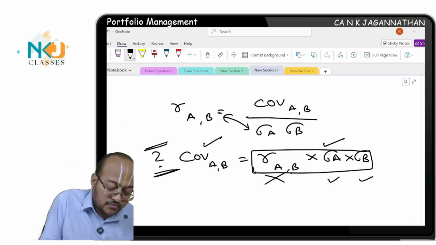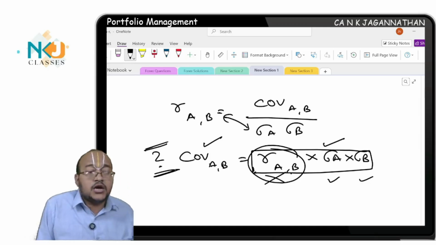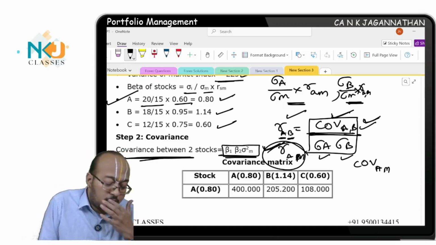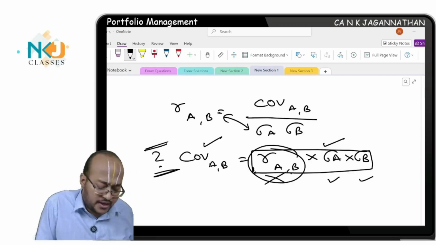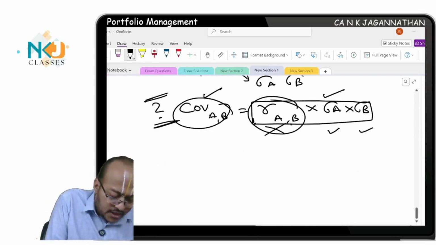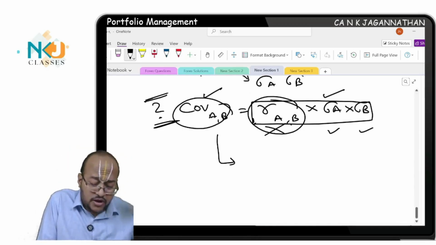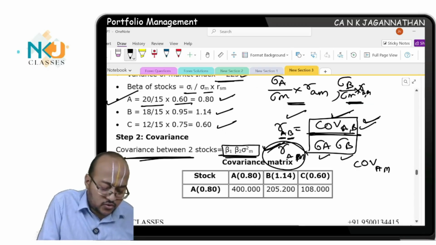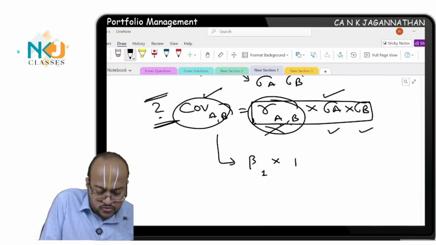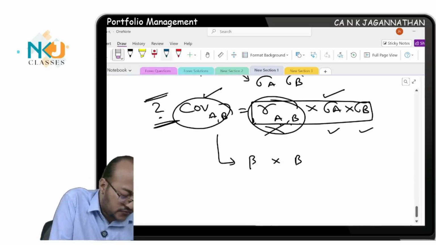Without introducing beta, we found covariance using correlation between A and B into sigma A into sigma B. Using beta, the formula changes like this: beta 1 into beta 2 into sigma square m, which is the variance of the market. Very simple. Where the correlation of A and market is given, you use that to find beta. So you have beta 1 into beta 2, which means beta A and beta B, for the covariance of A and B.